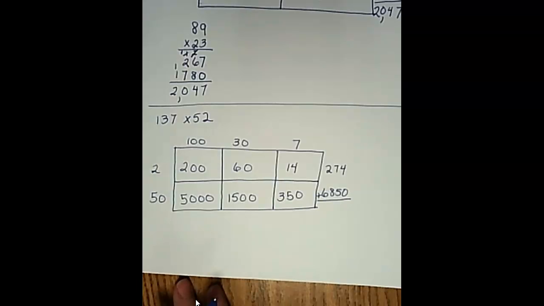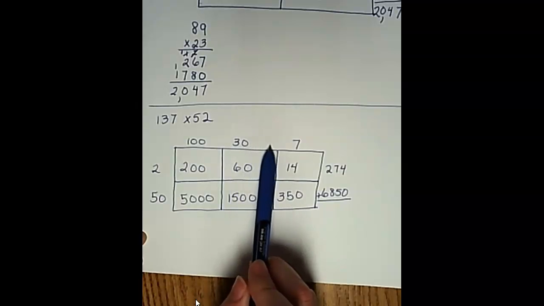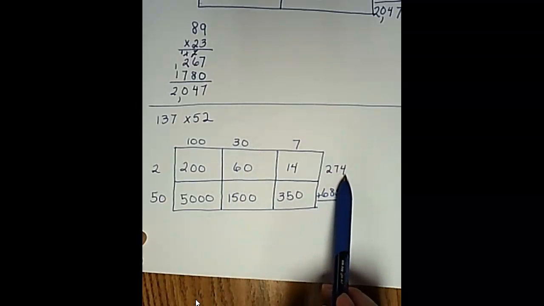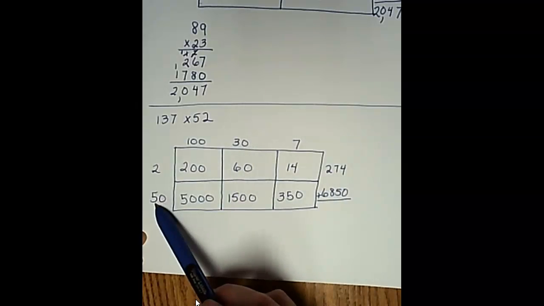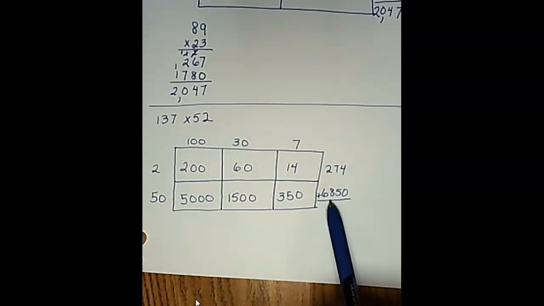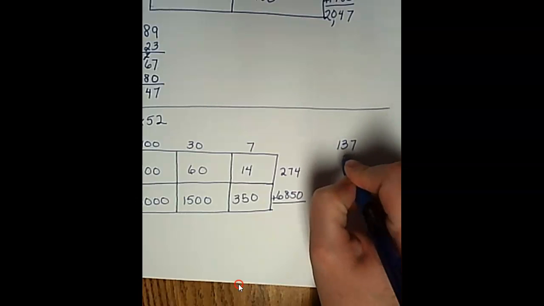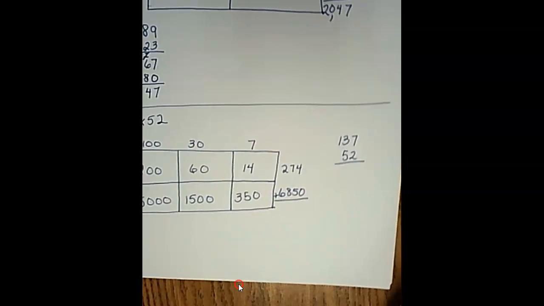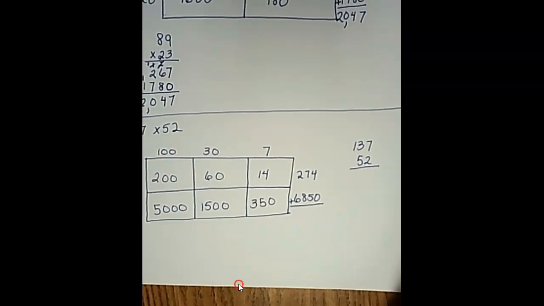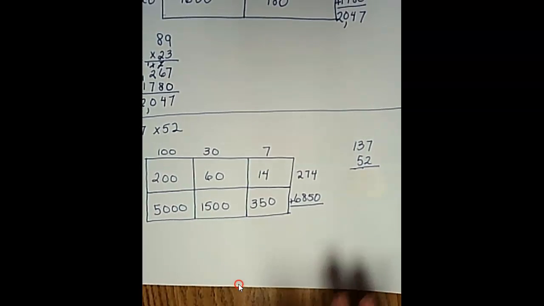Okay, now that we've added them together, we found that 2 times 137 is 274. And 50 times 137 is 6,850. Now let's try using the standard algorithm. 137 times 52. Work the problem and then come back after you're done. So let's see how you did.